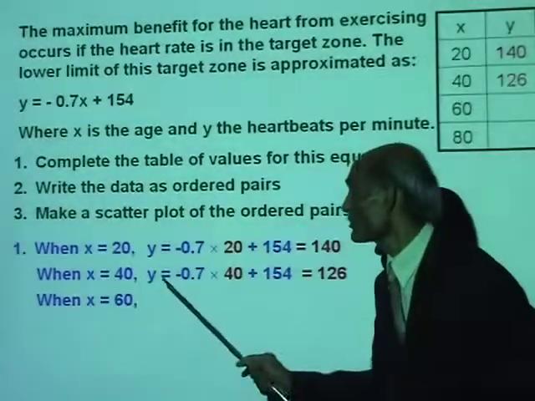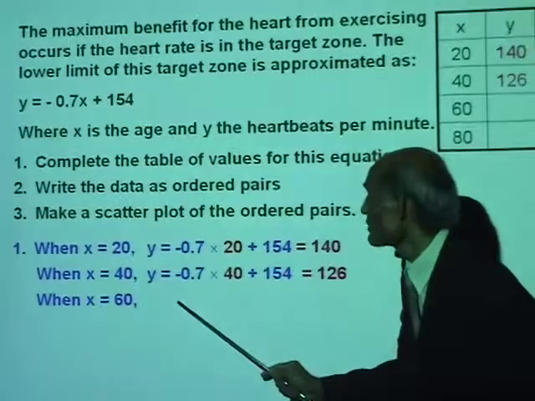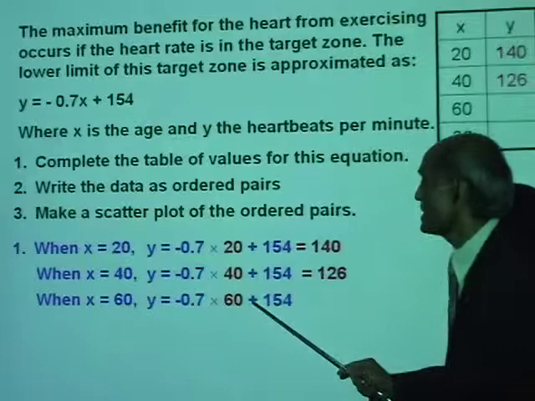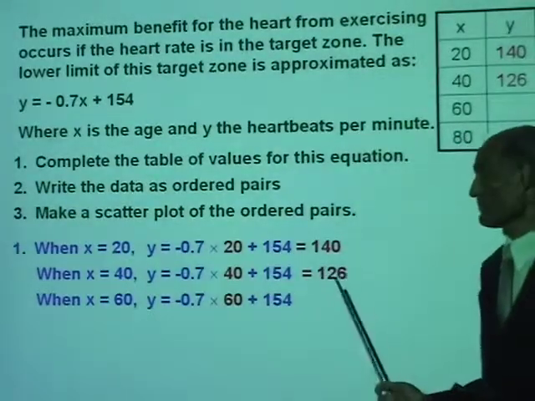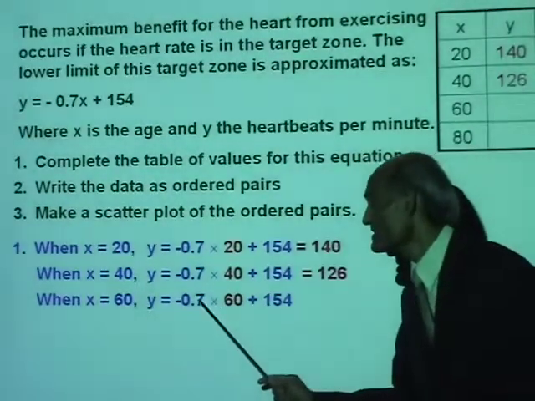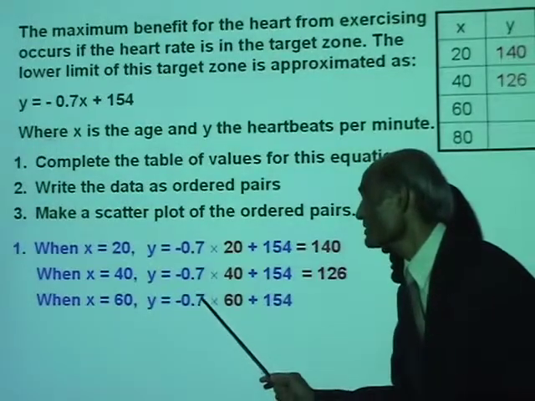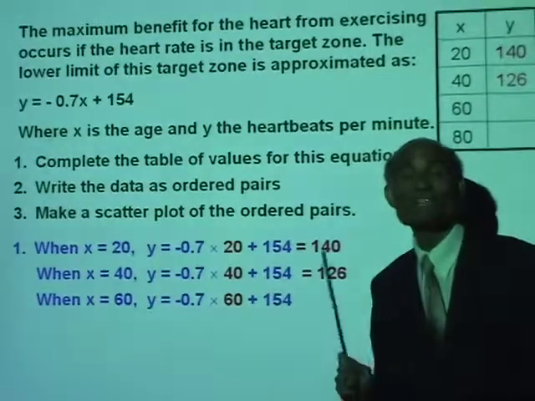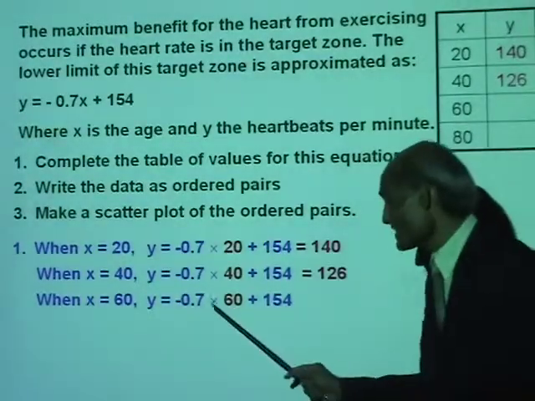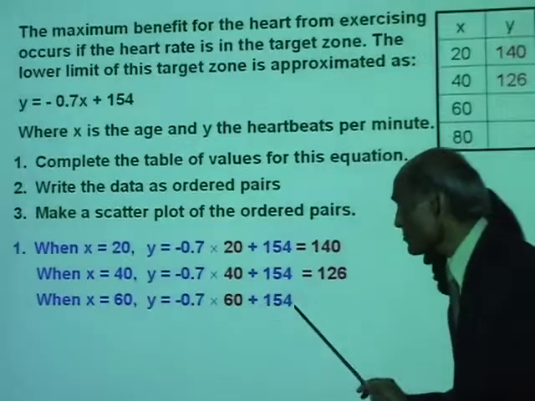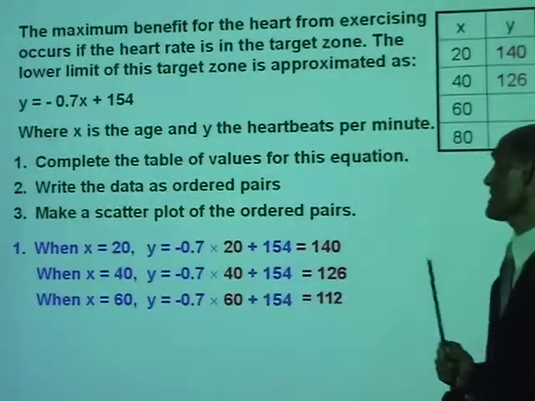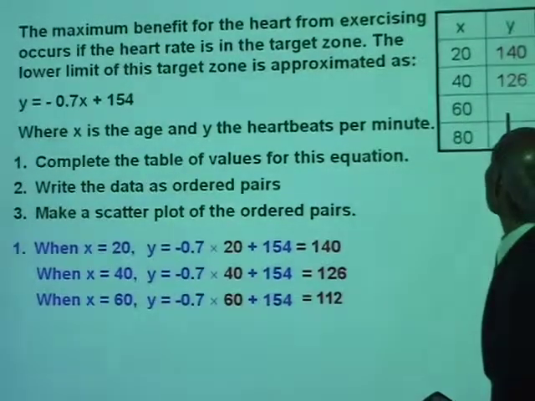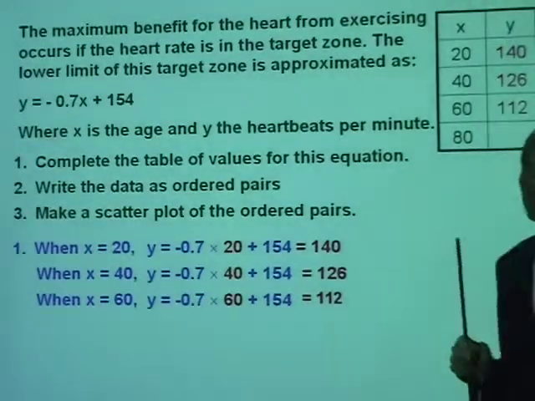When x equal to 60, put x equal to 60 in the relation, y equal to negative 0.7 times 60 plus 154. Now look at the way I'm going to do this. 7 times 6 is 42. That means negative 0.7 times 60 is negative 42. And negative 42 added to 154 is 112. So when x equal to 60, y equal to 112.